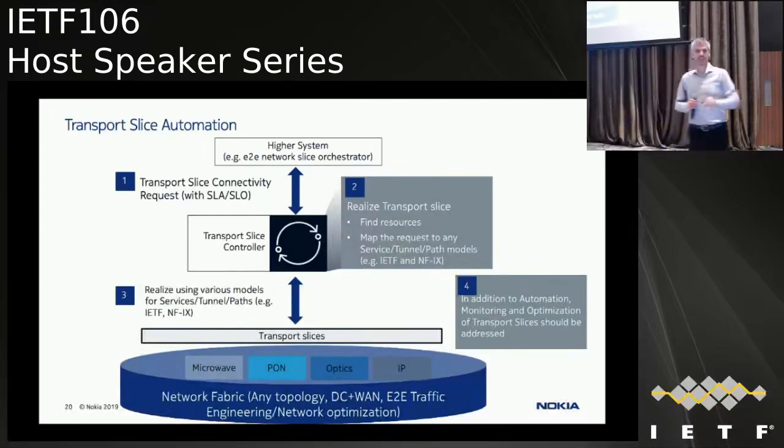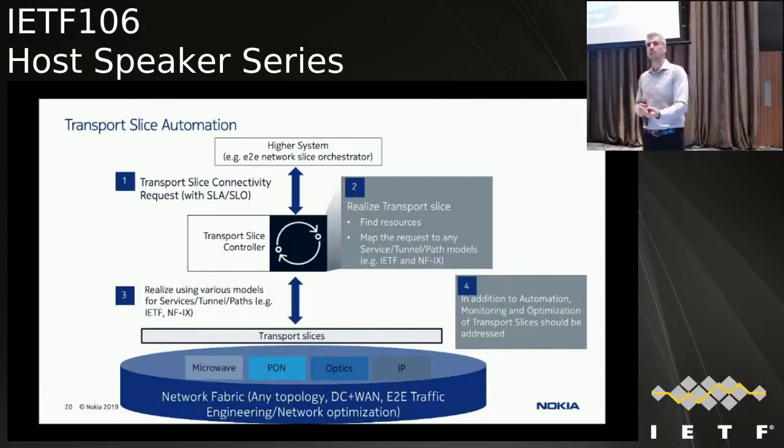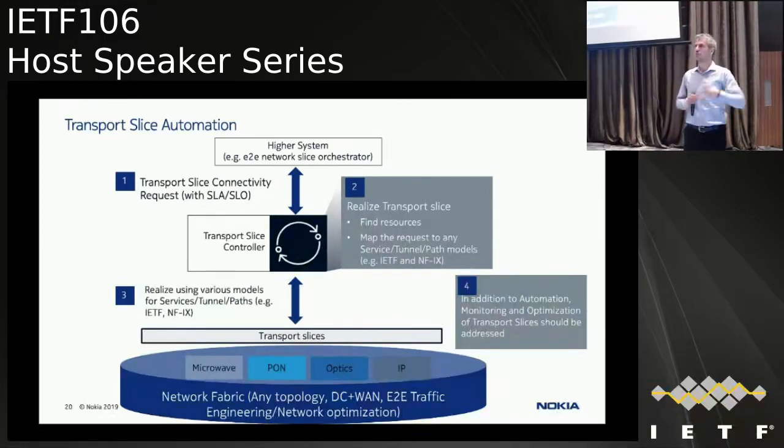So number two, basically, tie together the concept that we discussed so far with mapping the request to any service, tunnel, path. NFIX will be one of those that we can use. And basically, number three, we realize that in the network, depending on how we want to do it. We are using that network as the consumable resource, and we are using the API to create the connectivity.